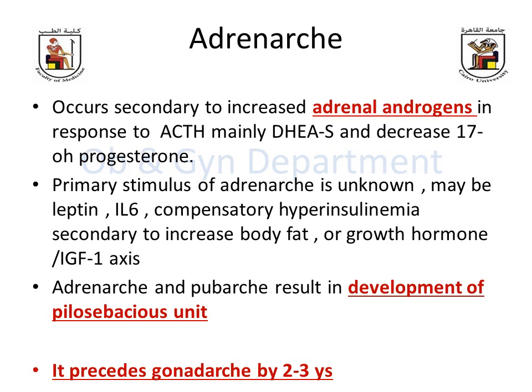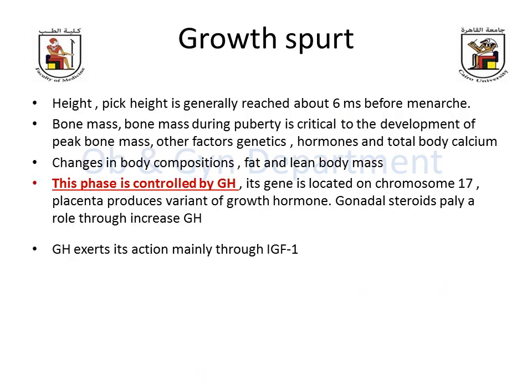Now, adrenarche and pubarche result in development of the pilosebaceous unit, and usually this stage precedes gonadarche, growth spurt, menarche, and telarche by 2 to 3 years. The second item is the growth spurt. Peak height is generally reached about 6 months before menarche. Bone mass is a critical item during puberty for development of peak bone mass. Other factors could be genetics, hormones, total body calcium. Changes in body composition, fat, and lean body mass occur with this stage of pubertal change.